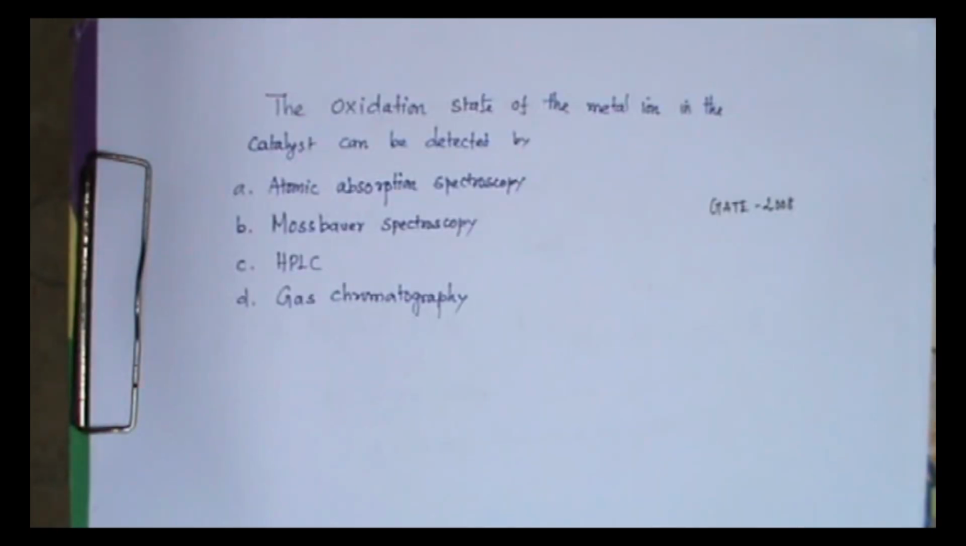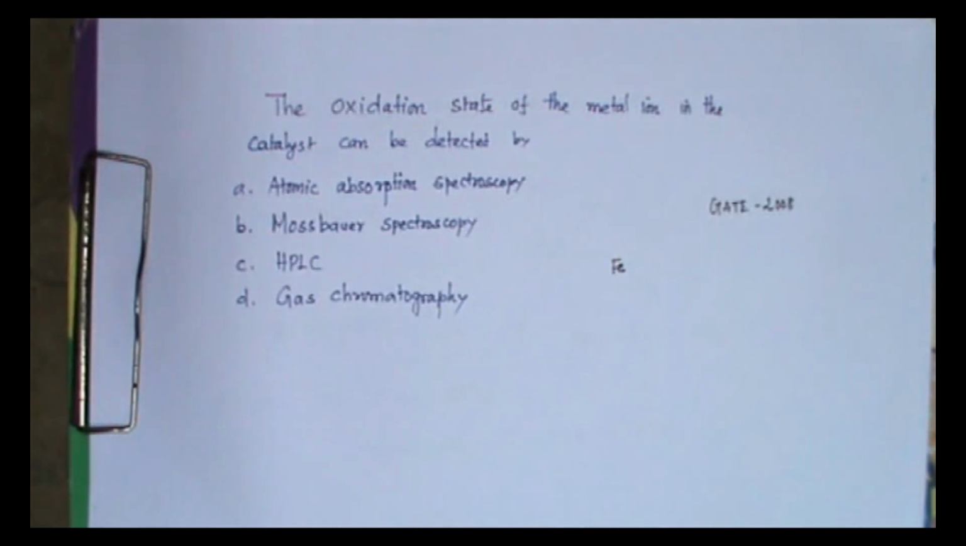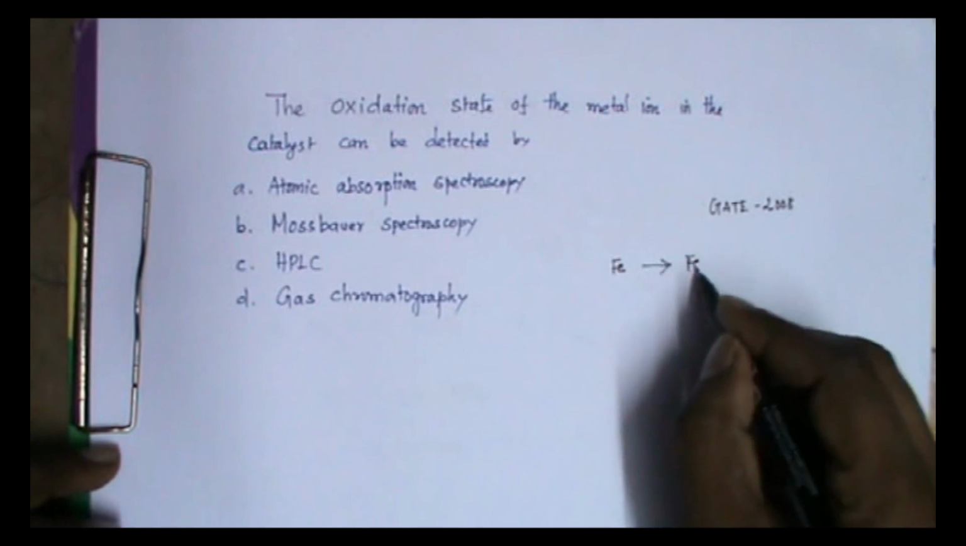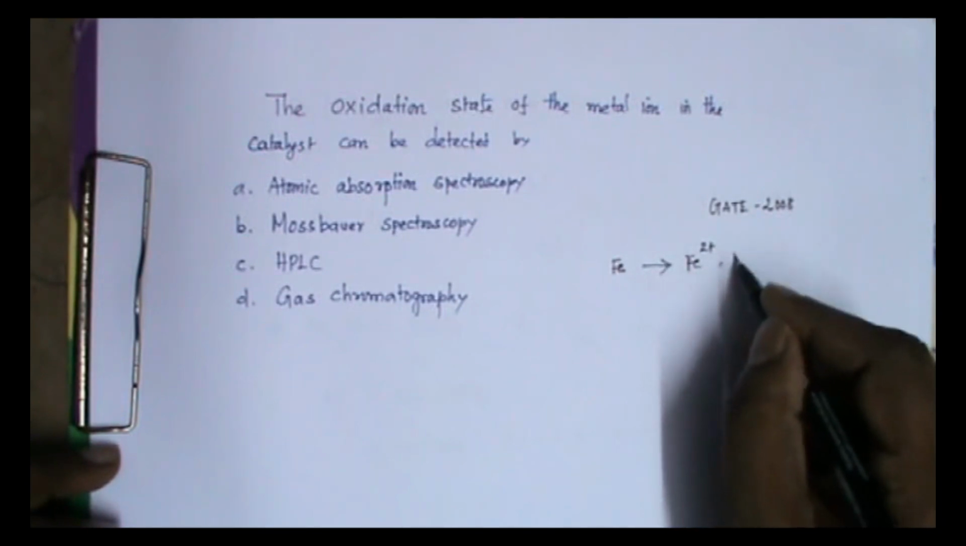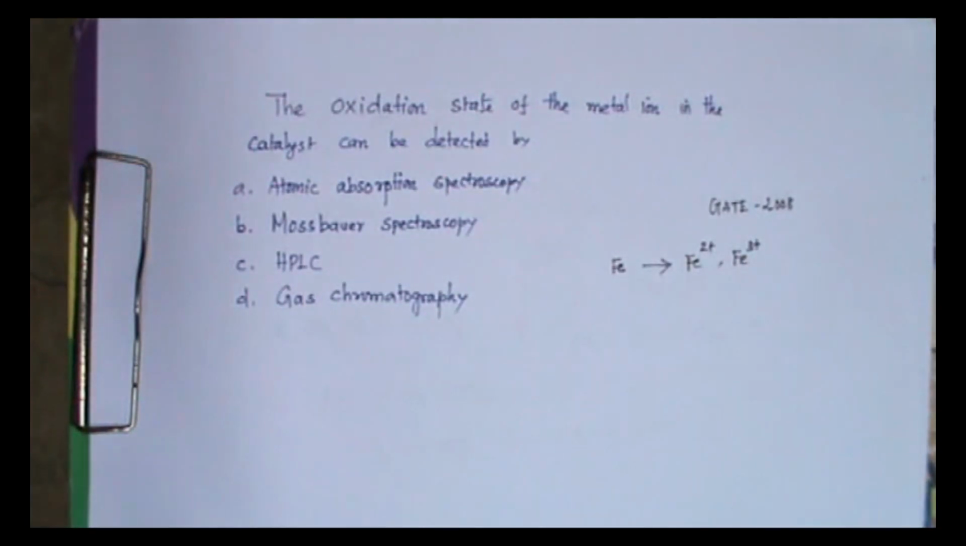The oxidation state of the metal ion in the catalyst can be detected by... Iron is used as catalyst. During the reaction, the active species may be Fe2+ or Fe3+. Iron can exist in the +2 oxidation state as well as +3 oxidation state. Both are stable. In fact, 3+ is more stable. Now the question is, which one will be involved in the catalysis? To predict that, which method can be used?